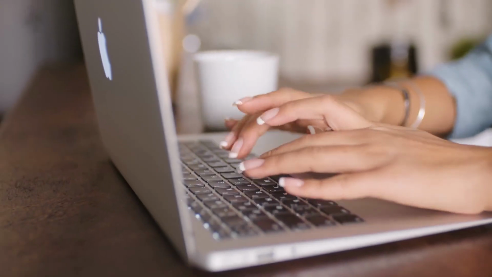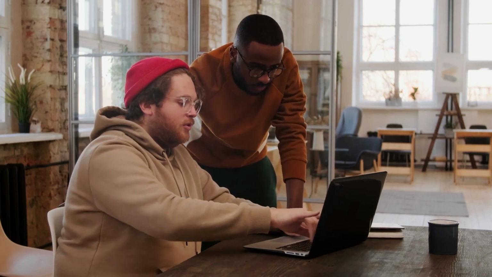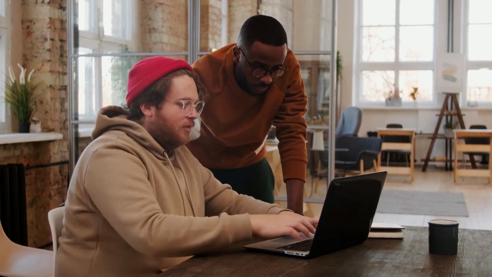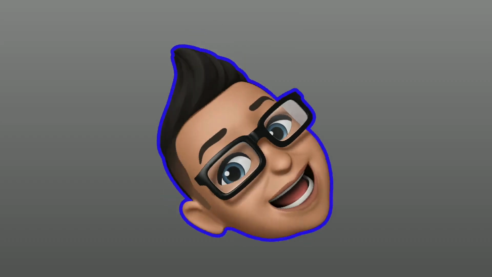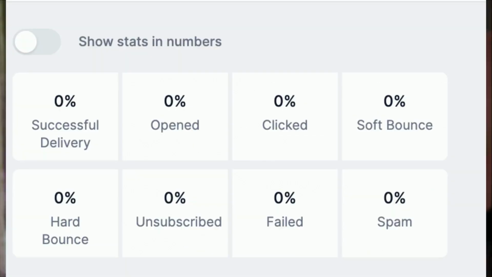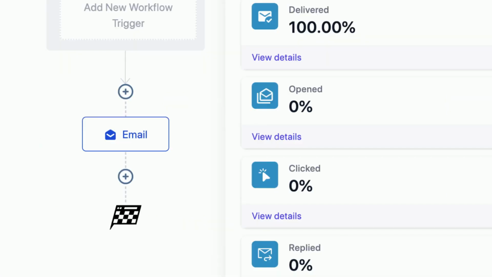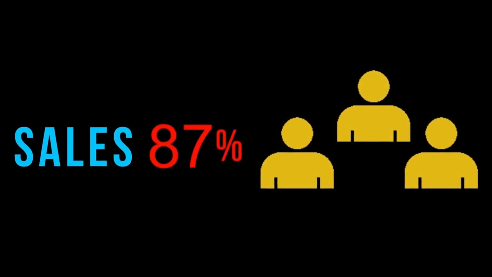Next, we have segmentation. GoHighLevel allows you to segment your audience based on various factors like behavior, location, and engagement. This means you can send targeted emails that resonate with specific groups, increasing your chances of conversion. And let's not forget about analytics. GoHighLevel provides you with detailed metrics like open rates and click-through rates, enabling you to track the performance of your campaigns and make data-driven decisions.